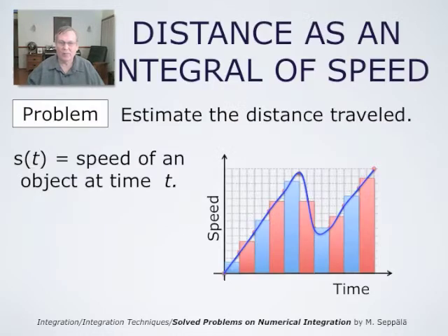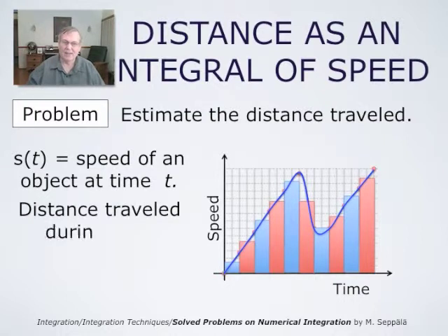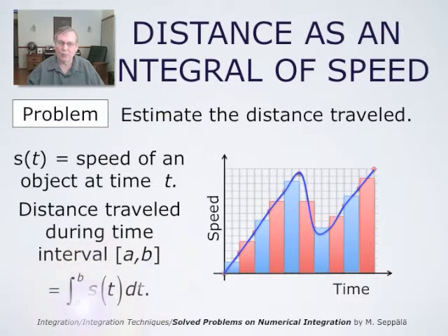So, extremely fast. If the speed of an object at time t is given by the function s, then the distance traveled during a time interval from a to b is the integral from a to b of s of t dt. This is another application of integration, and numerically we were able to estimate the distance traveled.